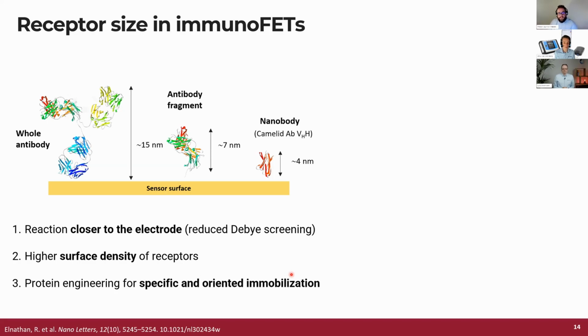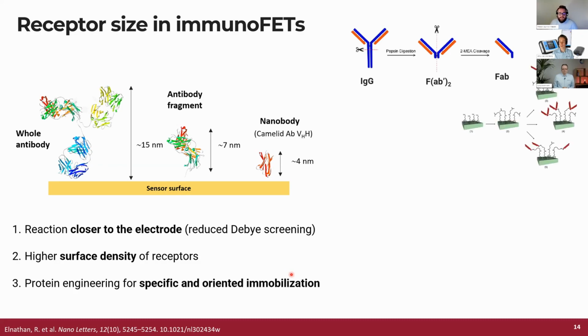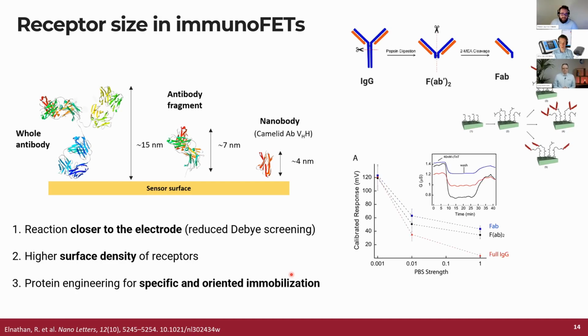I was mentioning this interesting study. So the researchers here took the whole IgG, the whole antibody, did some pepsin digestion, achieved some Fab2 fragment, and then with some reducing agent, they cleaved it into Fab. Then they used the same surface immobilization protocol to compare directly what is the effect of the receptor size on the signal. And this is the result here.